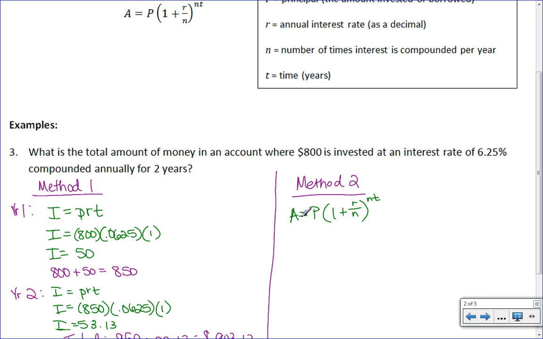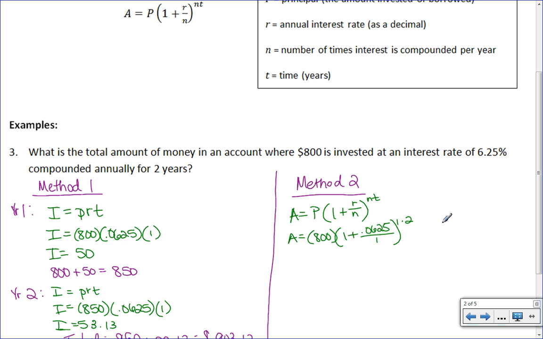Alright, and let's fill in the numbers we have. A is what we're looking for, that's the total amount. P is the principal, $800. And then r is the rate as a decimal, so that's 0.0625. n is the number of times interest is compounded per year. And in this problem it says compounded annually, so that's once per year, so n is 1. And then up here, n is still 1, times t, the amount of time is 2 years, so times 2.